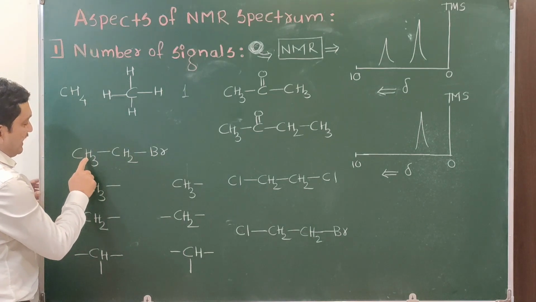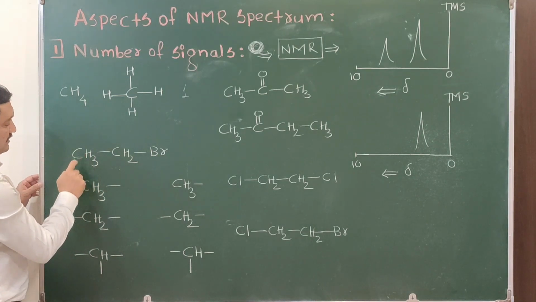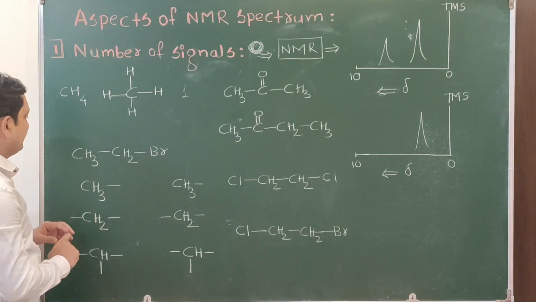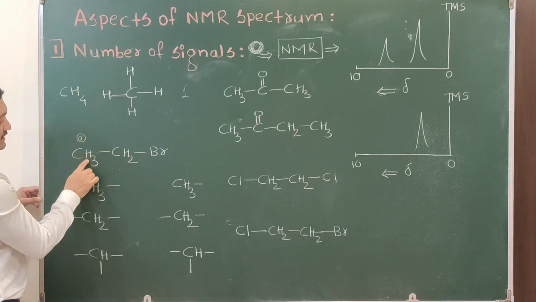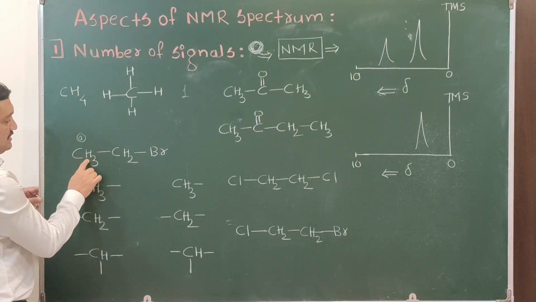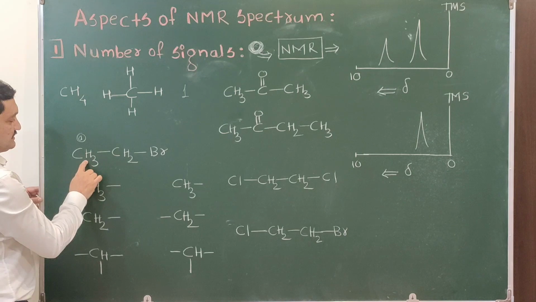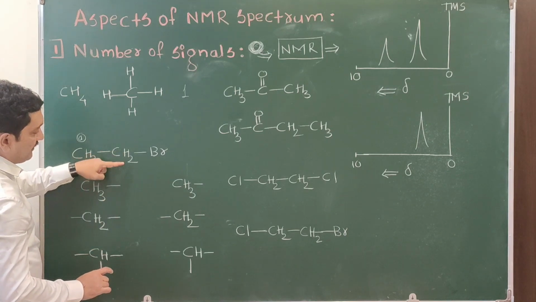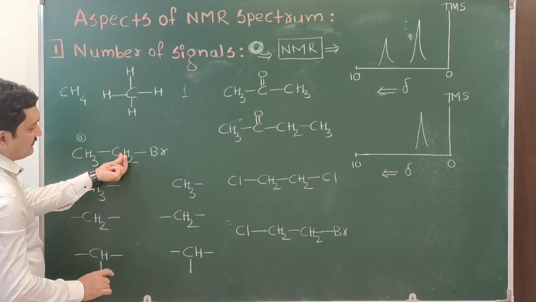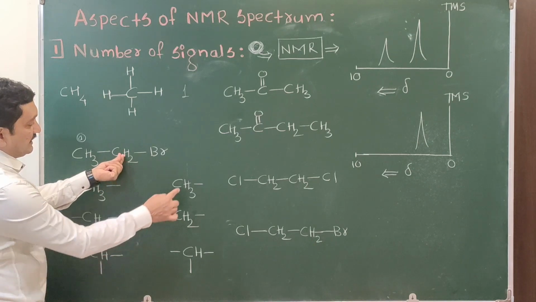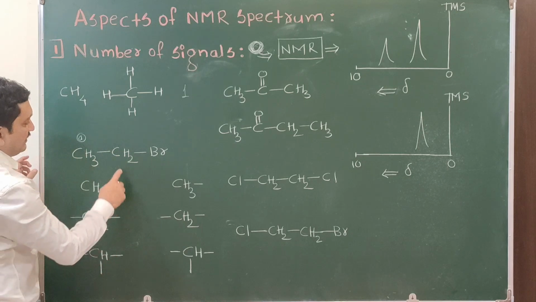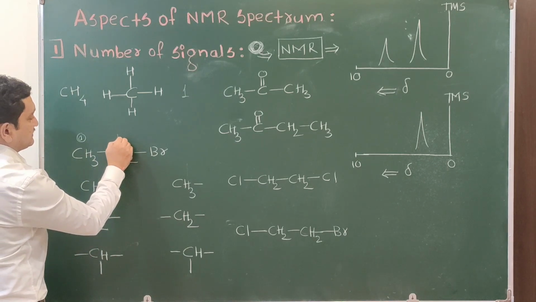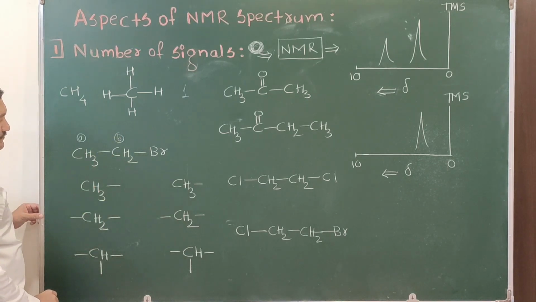CH3 hydrogens: these 3 hydrogens are equivalent with each other. They have an identical environment. Now these 3 hydrogens will give the same signal. They are called equivalent hydrogens. This CH2 differs from this CH3. These 2 hydrogens are equivalent with each other. They have the same chemical environment, both the hydrogens: direct attachment of bromine and CH3. Both the hydrogens are equivalent. So they will collectively give a second signal, that is the B signal.